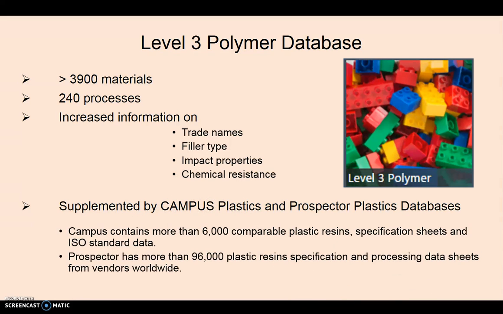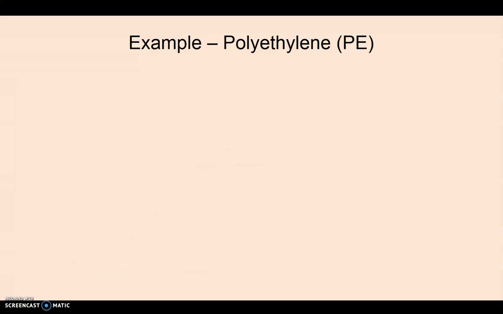So what do these contain? CAMPUS contains more than 6,000 comparable plastic resin specification sheets and ISO standard data. Prospector has more than 96,000 plastic resin specifications and processing data sheets directly from the vendors worldwide.